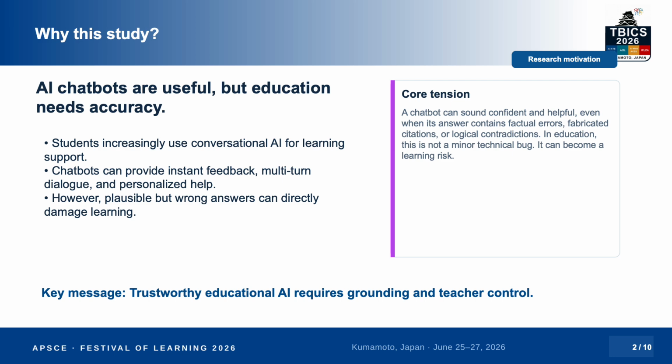In higher education, conversational AI has become very attractive because students can ask questions at any time and receive immediate feedback. This is especially useful when teachers cannot answer every question individually. However, the same strength also creates a serious risk. A chatbot may give an answer that looks fluent and convincing, but the content may be wrong. For ordinary chat, this may be acceptable. But in education, students build knowledge based on these answers. If the chatbot gives wrong concepts or fake citations, it may mislead students. Therefore, our key question is how to make educational chatbots more trustworthy and more controllable by teachers.